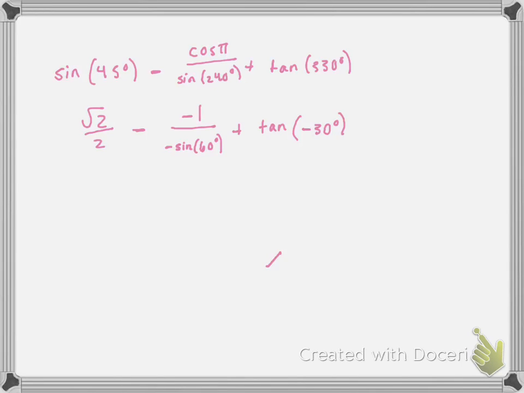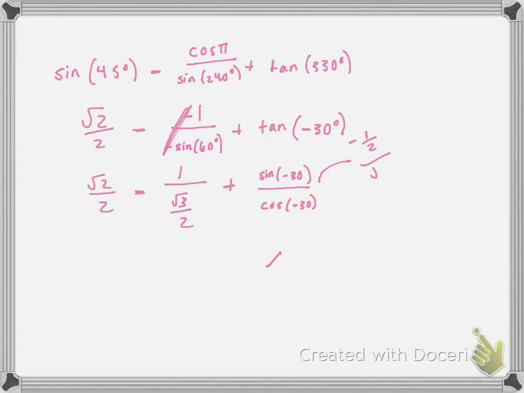Okay, now when we're looking at simplifying this, we know that this is root 2 over 2 minus, and now these negatives can cancel out, 1 over, and sine of 60 degrees is root 3 over 2, plus, and tangent of negative 30 degrees is going to equal sine negative 30 over cosine negative 30. And you can also just remember the unit circle for tan, but I find it easier just to write it all out. And this is going to simplify to negative 1/2 over root 3 over 2. So the root 2's are going to cancel out. So then you have this is going to equal negative 1 over root 3.